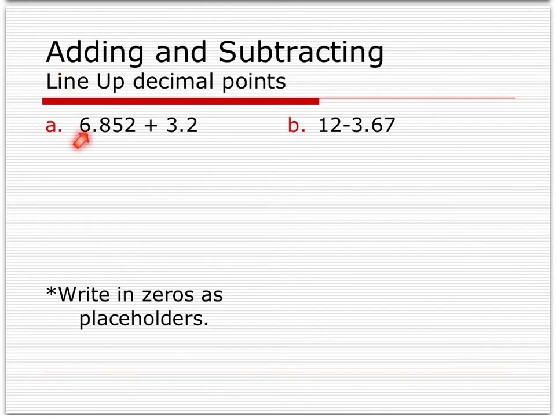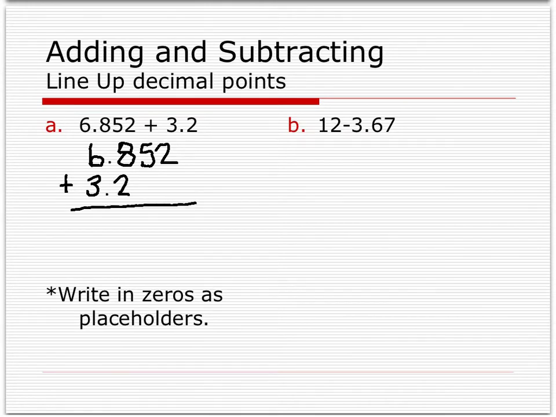A lot of times textbooks write the problems in a horizontal fashion, where they go across the page, so for me to solve it, I need to rewrite the problem vertically, and when I do that, I can line up my decimal points. For problem number 1, I will write 6 and 852 thousandths. I will add that to 3 and 2 tenths.